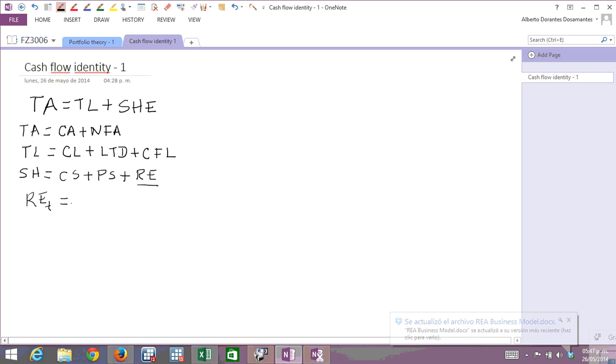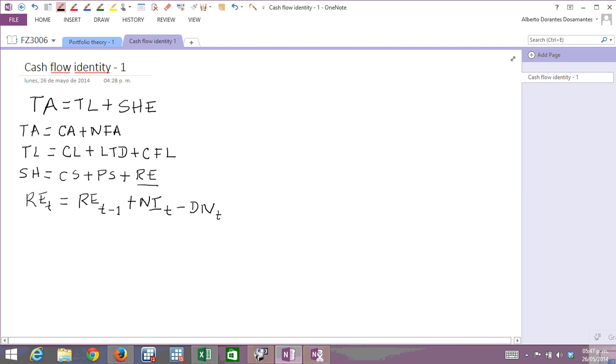Okay, then now if I go into more detail about what retained earnings is, then retained earnings at period T is equal to retained earnings of the previous period, T minus 1. Here T can be 1 quarter or 1 month or 1 year. This is the cumulative retained earnings, equal to the cumulative retained earnings of the last periods plus net income of the period T minus dividends at time T.